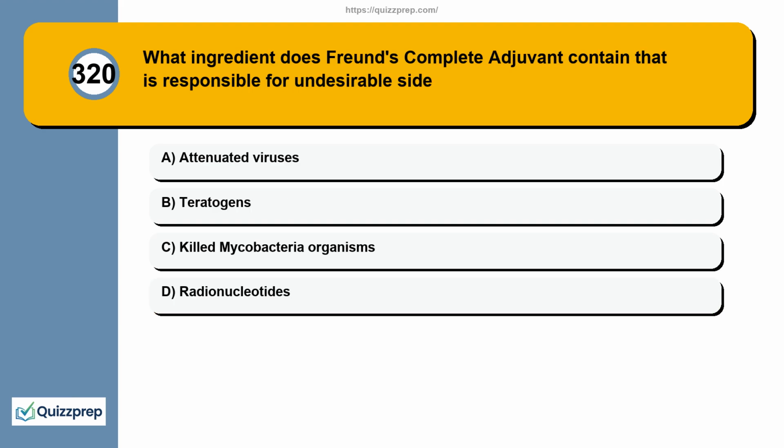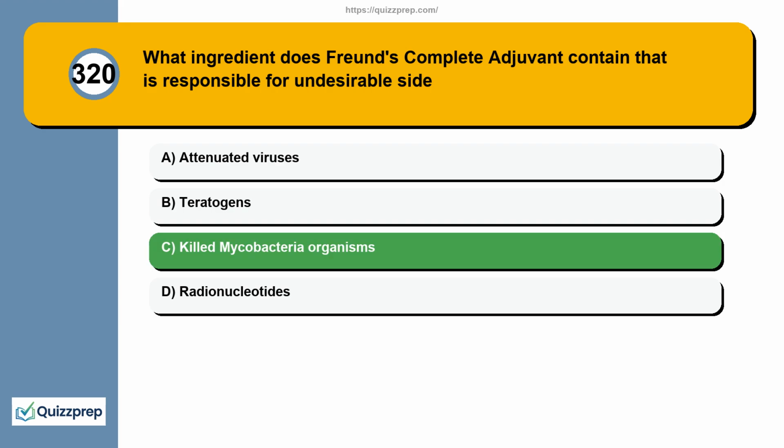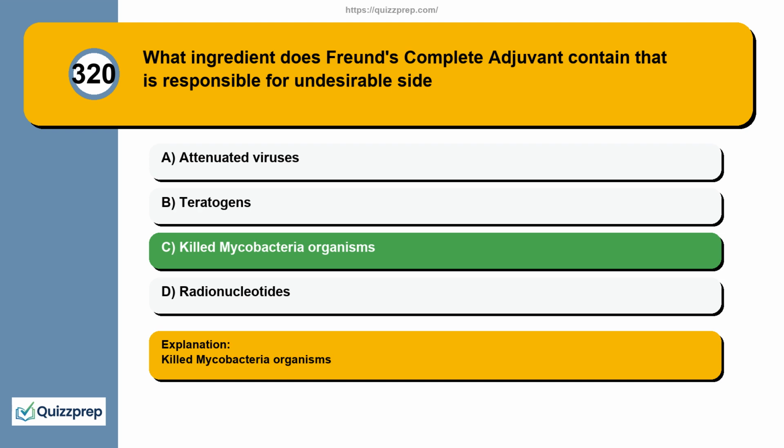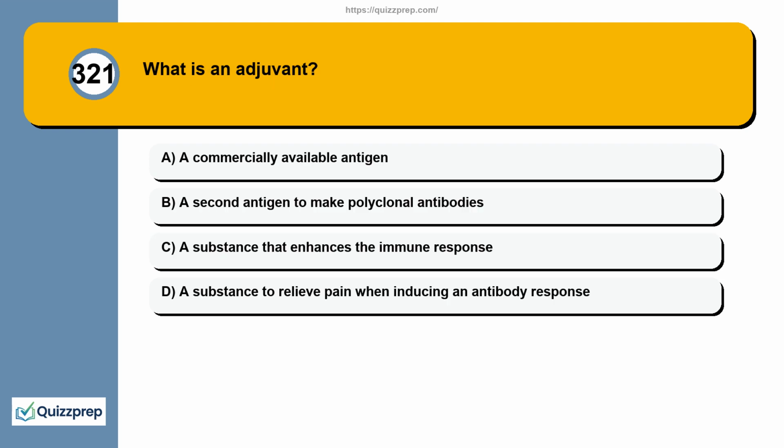Question 320. What ingredient does Freund's complete adjuvant contain that is responsible for undesirable side effects? Option A, attenuated viruses. Option B, teratogens. Option C, killed mycobacteria organisms. Option D, radionucleotides. The correct answer is option C, killed mycobacteria organisms.